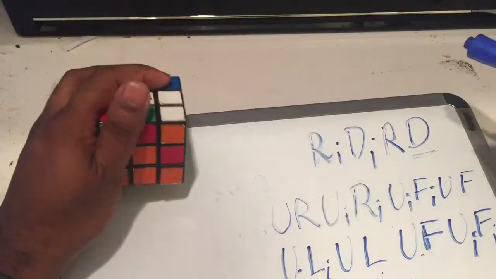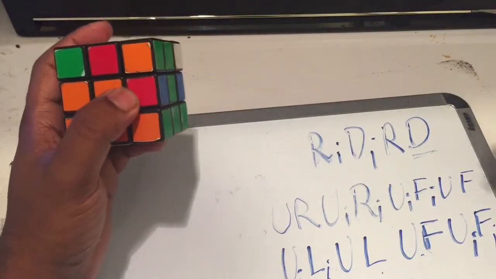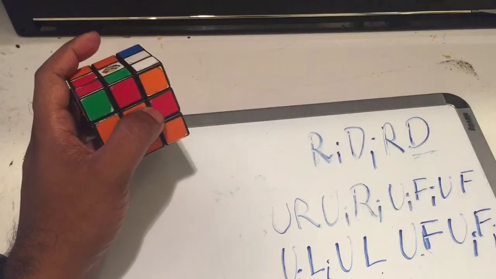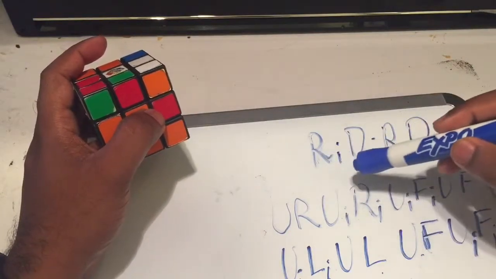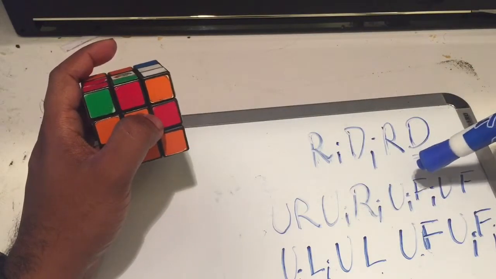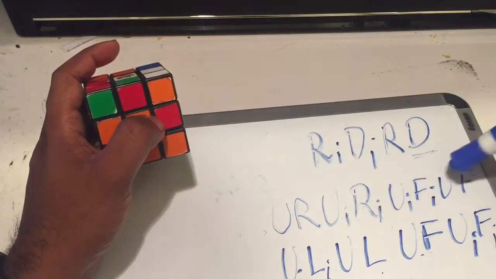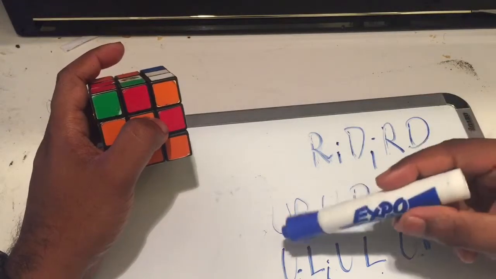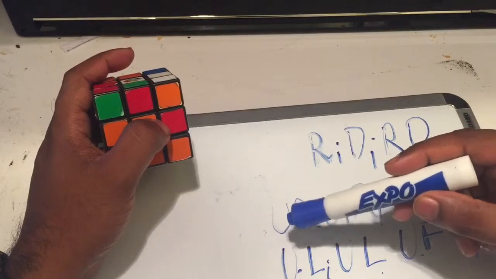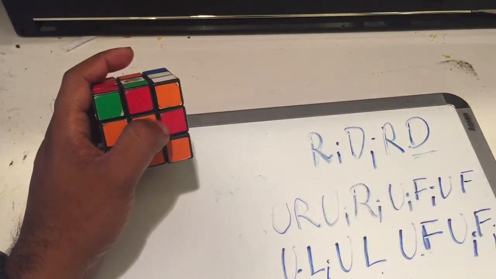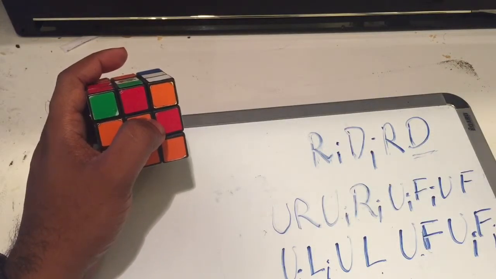In order to start solving the middle layer of the cube, we have to remember these two algorithms. This is U R, U inverse, R inverse, U inverse, F inverse, U F. The second algorithm which you may have to remember is U inverse, L inverse, U, L, U, F, U inverse, F inverse.